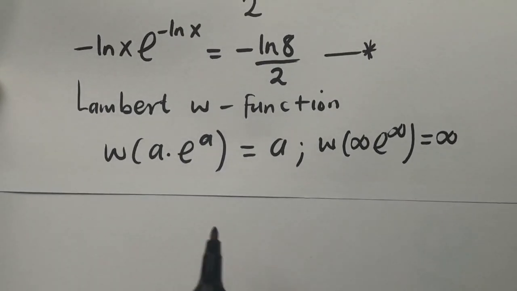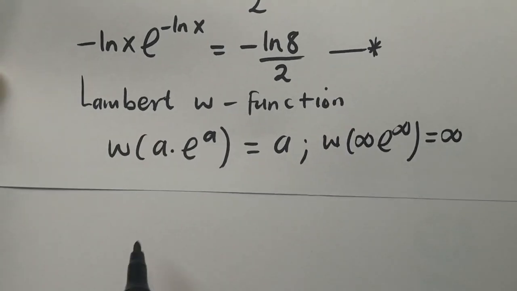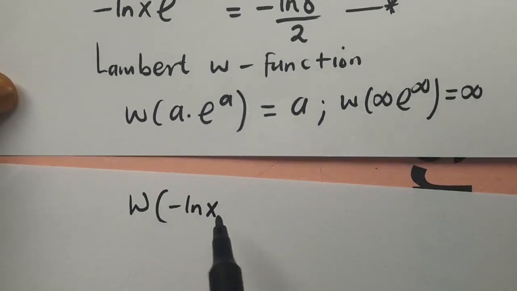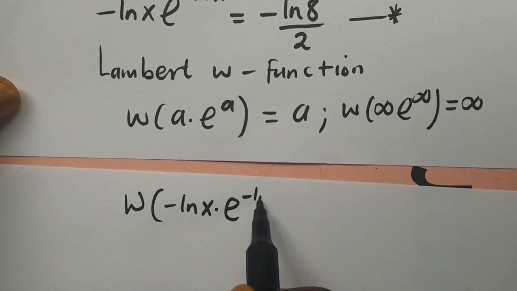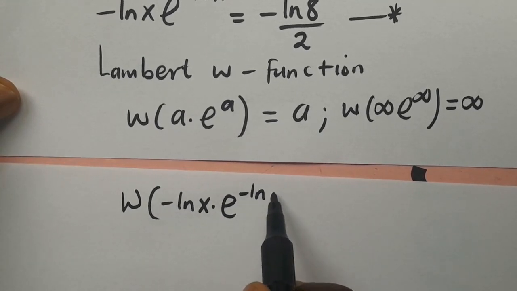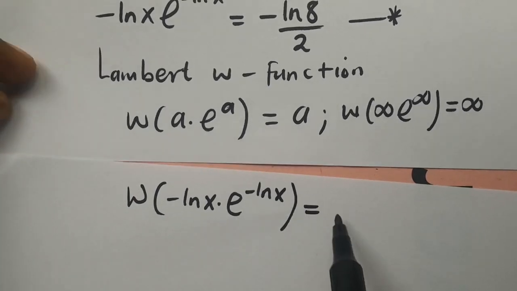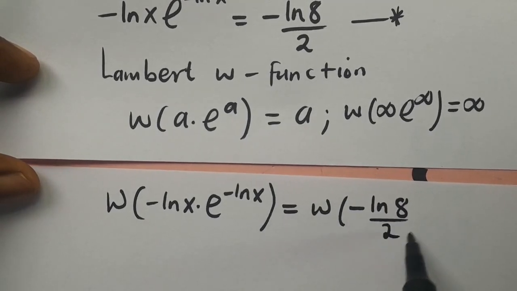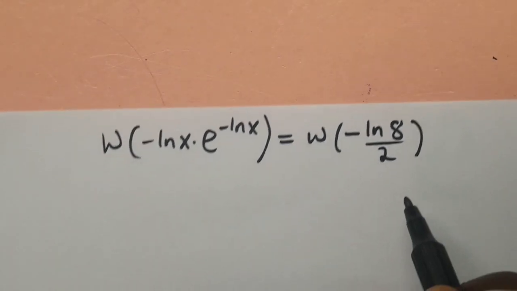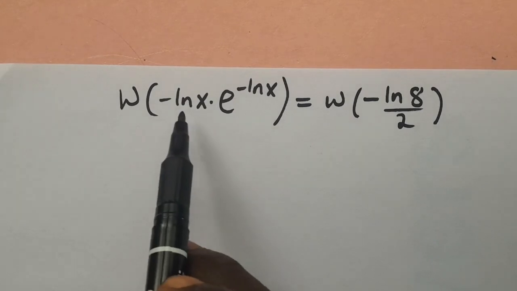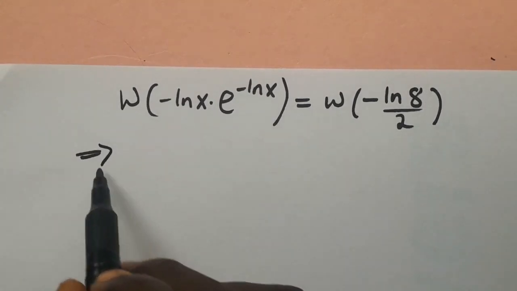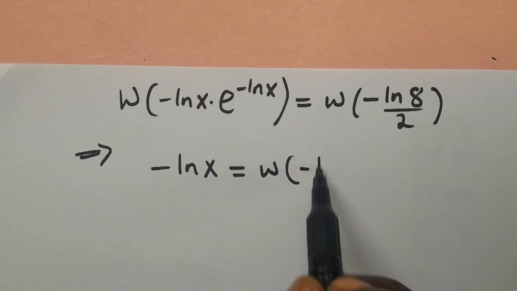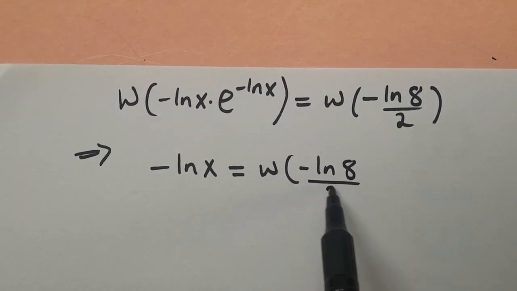Now applying the Lambert W function to the equation star, we have the Lambert W function of minus ln of x times e to the power of minus ln of x equals the Lambert W function of minus ln of 8 divided by 2. So by applying the Lambert law, where the base and the power are the same, the output will be minus ln of x equals W Lambert function of minus ln of 8 divided by 2.